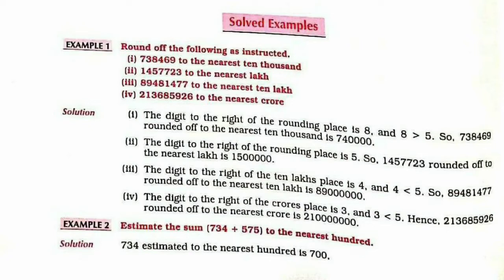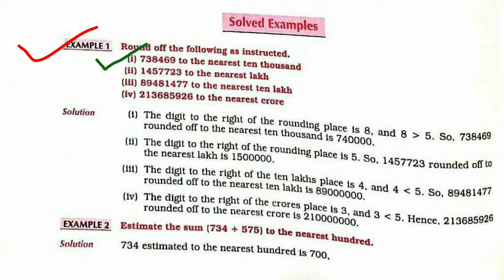Now in example 1, as you can see, the question is saying round off the following as instructed. First part, 7,38,469 to the nearest 10,000. So for solving this, the digit to the right of the rounding place is 8. We want to round off to the nearest 10,000.